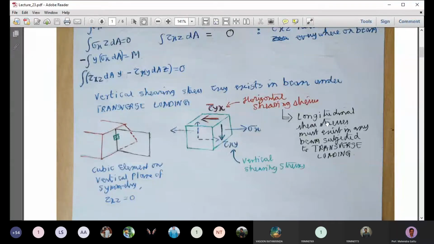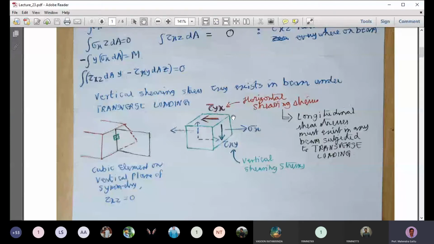Okay, so longitudinal shear stress must exist in any beam subjected to transverse loading. This is the main conclusion. I think I had done a small example a long time back where we had a bolt subjected to horizontal shear, and we showed that because of the horizontal shear there is also vertical shear acting in the cross section of the bolt. Similarly here, because there is a vertical shear acting on that vertical plane, there will be a horizontal shear acting along the longitudinal axis of the beam. That longitudinal axis is this direction, and we have that horizontal shear.